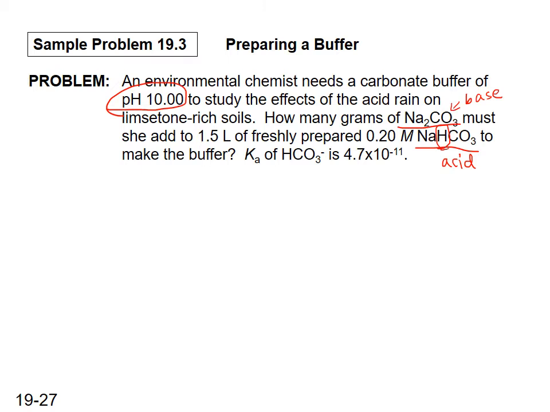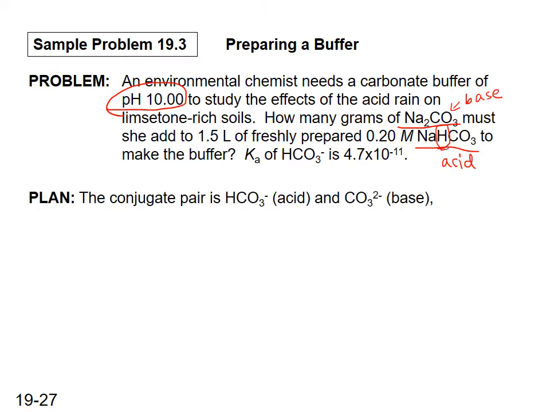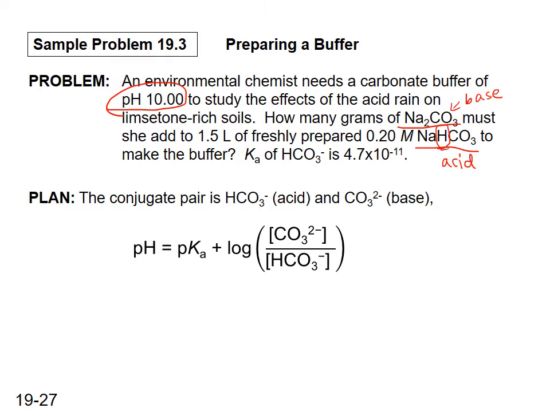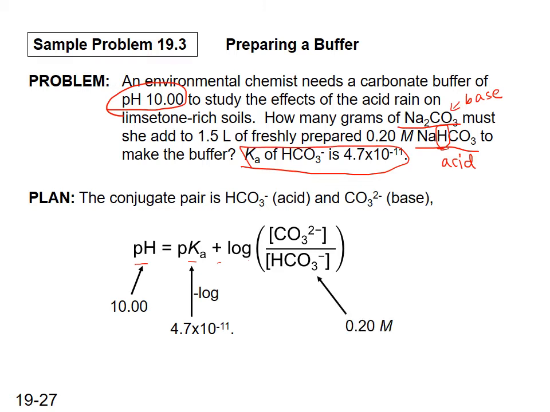Okay, so we know that the pH of this solution can be calculated by pH equals pKa plus log of base over acid. And in this question, pH is given, it's 10. pKa is also given here, the acid constant is given. And the concentration of the weak acid, sodium bicarbonate, is 0.2. And the question is, how many grams of carbonate?